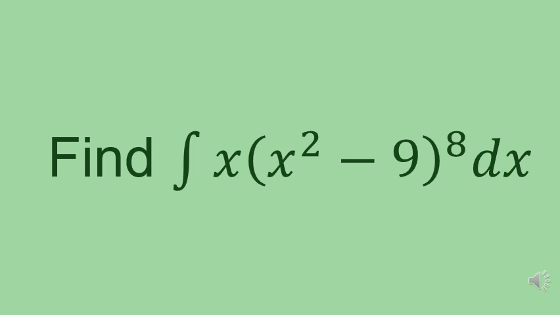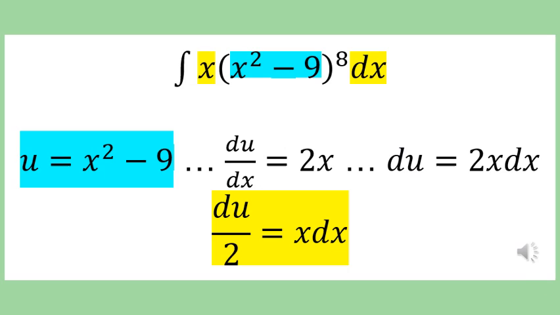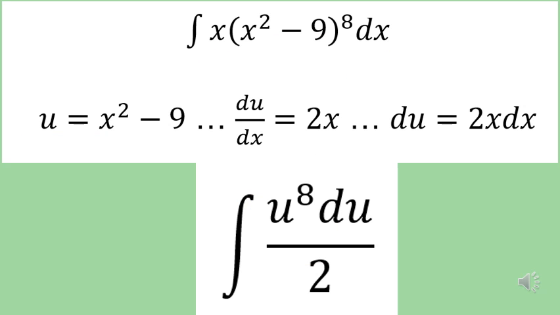And here's another one to look at and see if you can work out and find an answer to. So this time u is going to be what's inside the parentheses, x squared minus 9. The derivative of x squared minus 9 is 2x. So if you multiply, you'd get du equals 2x dx. The problem is there's no 2 in the original problem, so I'm going to have to divide to cancel things out. du over 2 would be x dx. And after I do my substitution, what I'm going to get is the antiderivative of u to the 8th du over 2.